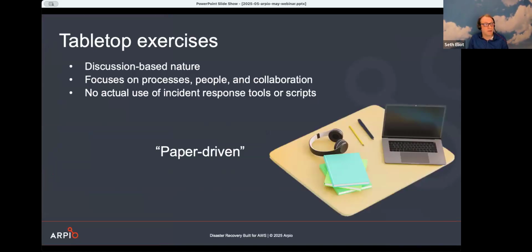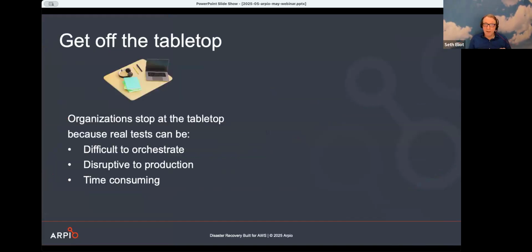They're great. They're discussion-based. They focus on the processes, people, and collaboration, which is super important. You can't just focus on the tech. You have to focus on the people and the processes and the collaboration. But they're not actually running the tools, running the scripts. They're often what's called paper-driven exercises. Good stuff, but not sufficient. You've got to do tabletop, and you actually have to do real, call it live fire exercises, right?